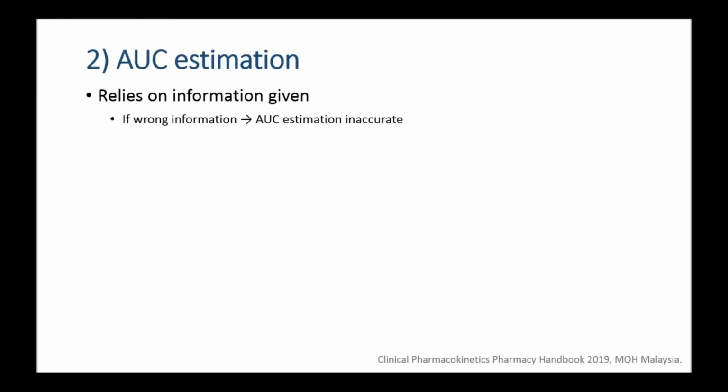From the pharmacy side, we totally depend on the information given. Therefore, if there is some wrong information, it will lead to incorrect AUC estimation. Our limitation is to determine the exact AUC value.